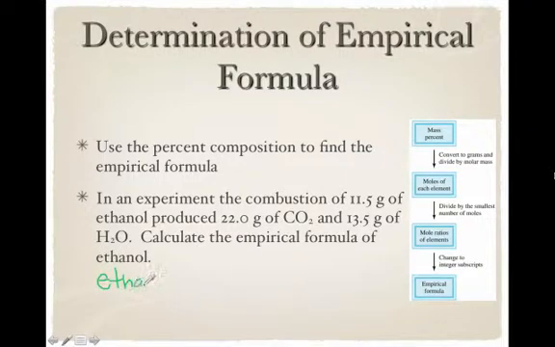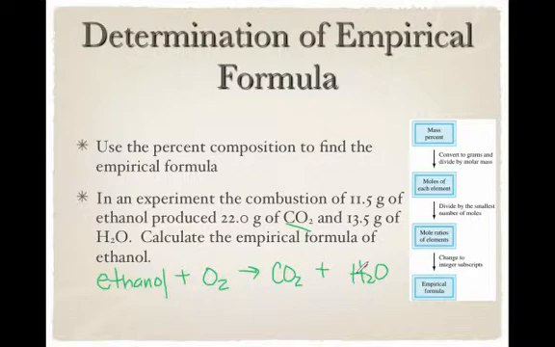So you would have ethanol plus O2 would give you carbon dioxide plus H2O. Now we can't balance this because we don't know the formula for ethanol, but we do know how much carbon dioxide and how much hydrogen there was. So what we're going to do, we need to figure out. Does that make sense to you?